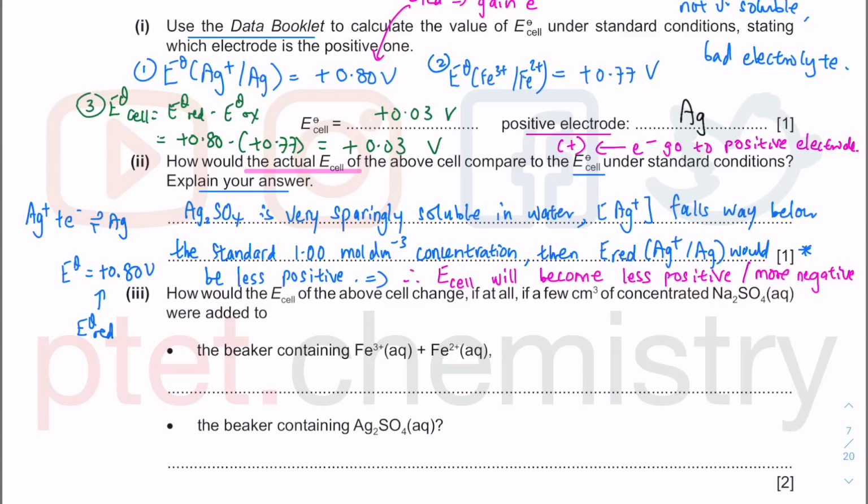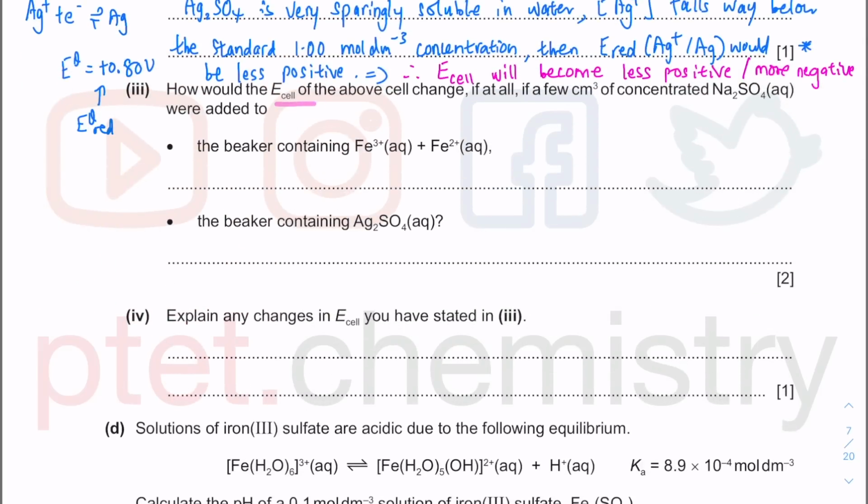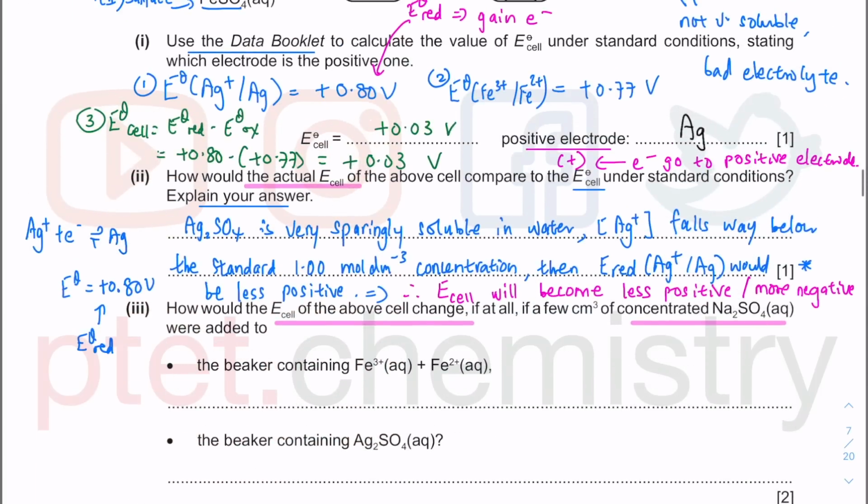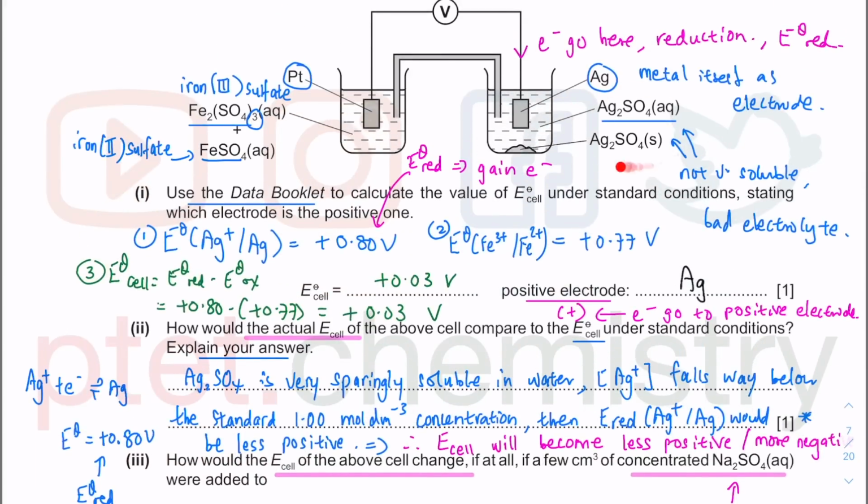Okay. Now the next bit of this question, how would the E cell change if you add a little bit of concentrated Na2SO4? What does the Na2SO4 actually do? Let me just work out what is happening here. How would the E cell change if you add a little bit of concentrated sodium sulfate? We know that all sodium salts are soluble. If all sodium salts are soluble, we are going to get an increase in the sulfate concentration because this is a common ion with this Ksp equilibrium.